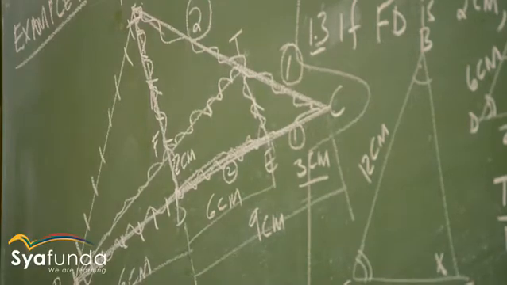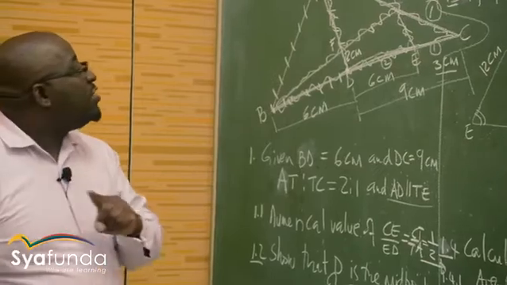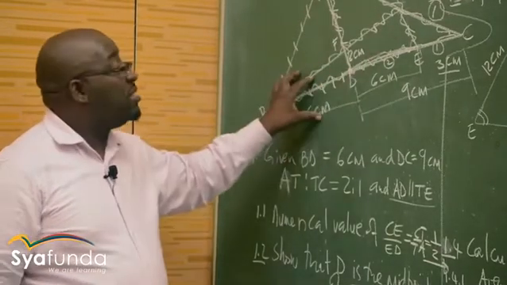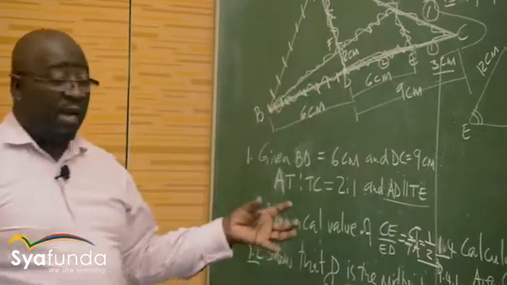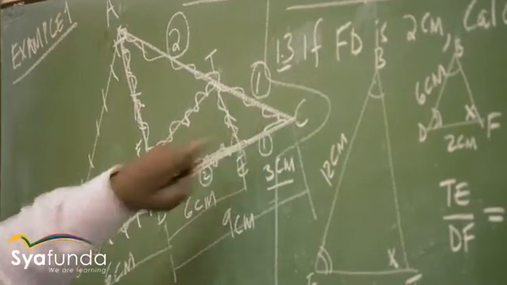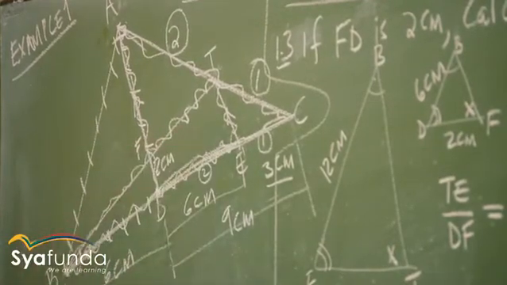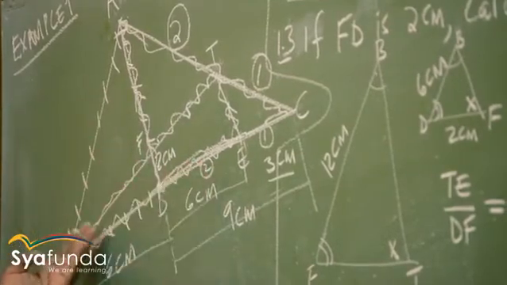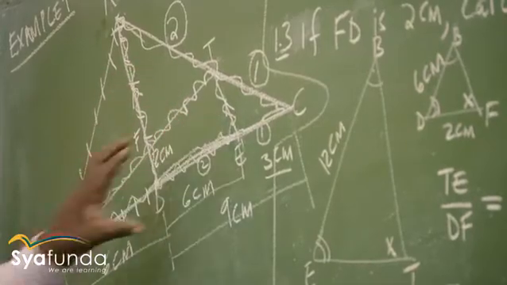It becomes that theorem: triangles with equal altitudes have the ratio of their areas equal to the ratio of their bases. So area over area will be equal to this base over that base. That's what we're writing. So the area of triangle ADC over the area of triangle ABD will be equal to this base over that base.